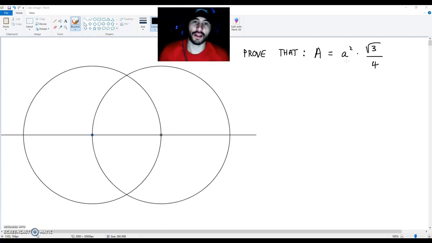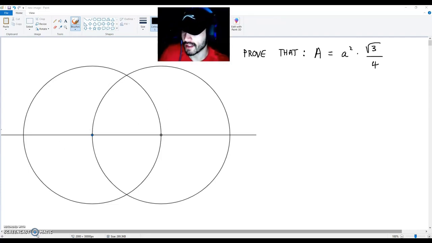This is official, by the way. Google gives you the same result. If you search for the area of an equilateral triangle, that is what you'll find. Anyway, let's get started. Okay, so I'm going to begin by telling you what this diagram over here actually is.